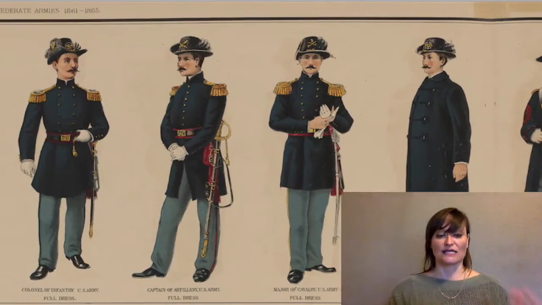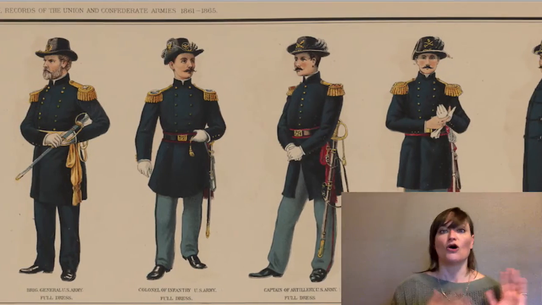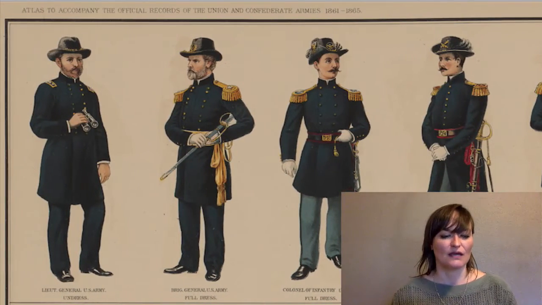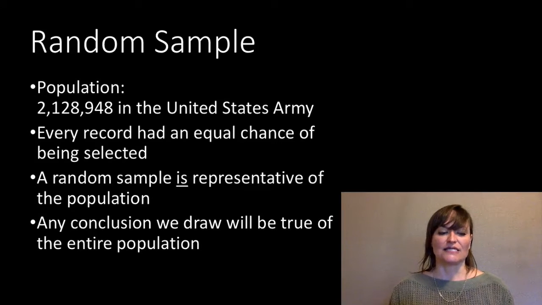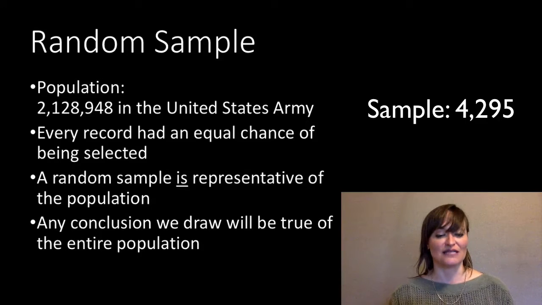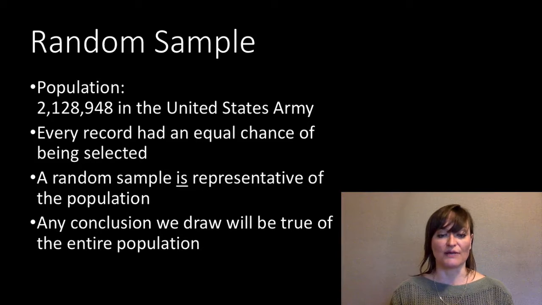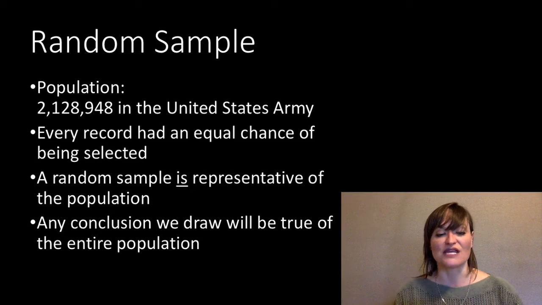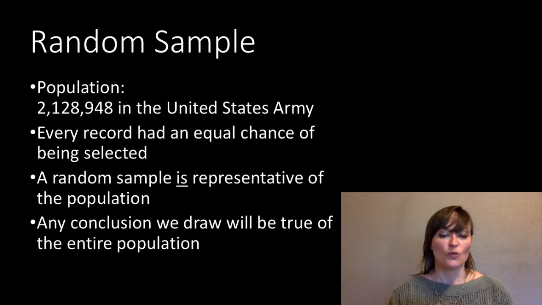Were they assigned to the infantry, the foot soldiers, or were they assigned to other regiments, the cavalry or the artillery? This data set is a random sample of 4,295 soldiers who served in the Union Army. There were 2,128,948 soldiers in the United States Army. We've got a random sample of 4,295 of those records.